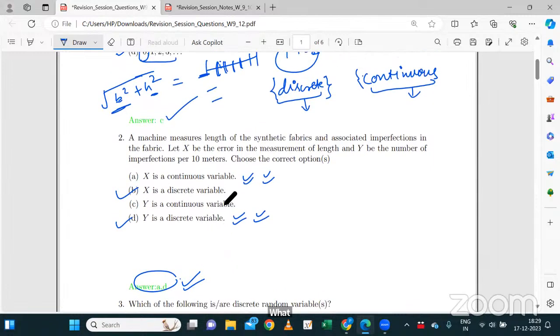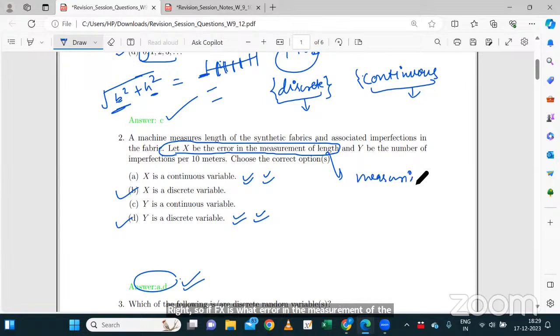So if you see A, what is machine measure length of synthetic fabrics and associated imperfection in the fabric. X is what? Error in the measurement of the length, right? So here, what we are doing, we are measuring the length, right? We can't count, right?